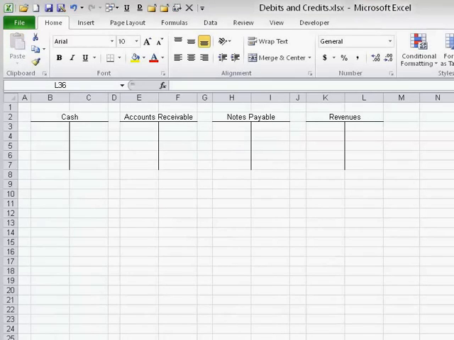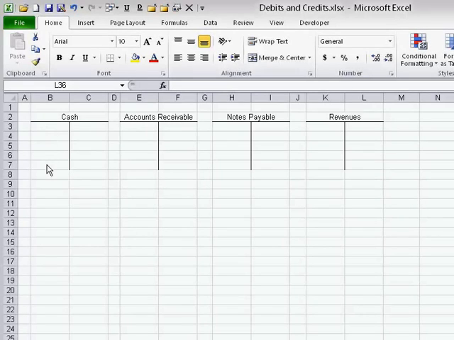Okay, now it's time to work with some basic transactions. And what I've done is I've put 4 accounts in front of us. Now I'm using T accounts. You can see it looks like a T. And a T account symbolizes the accounting equation.